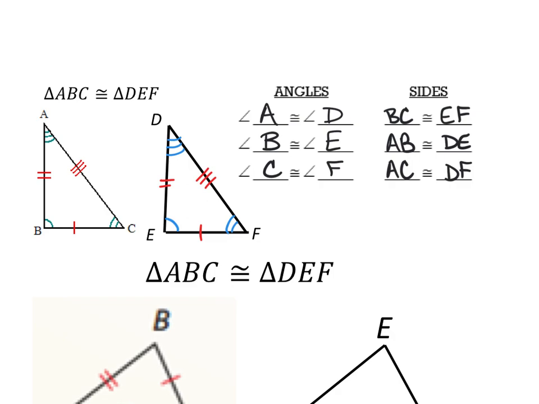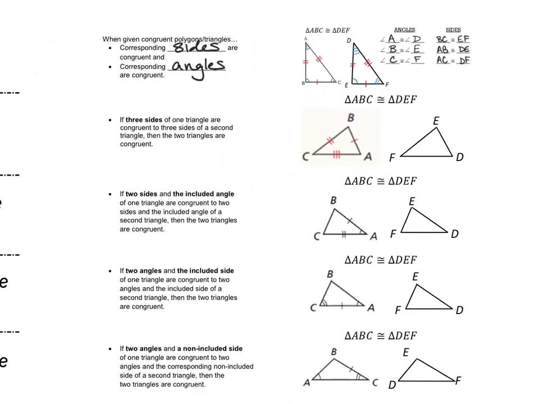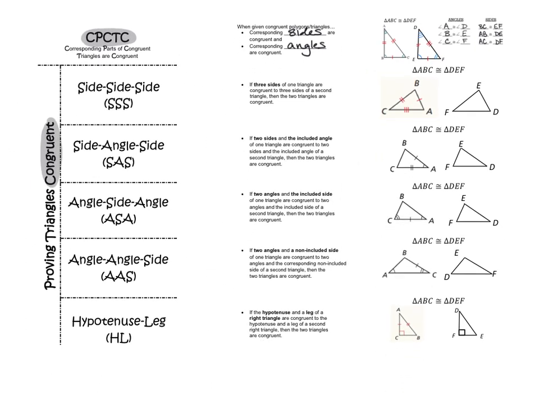So we just did some practice on corresponding parts of triangles being congruent, but we have other ways to prove that triangles are congruent. These are going to be the reasons that we use in proofs to talk about different angles. The first one is called side, side, side.